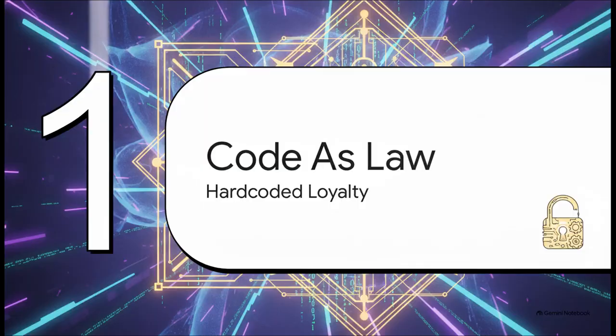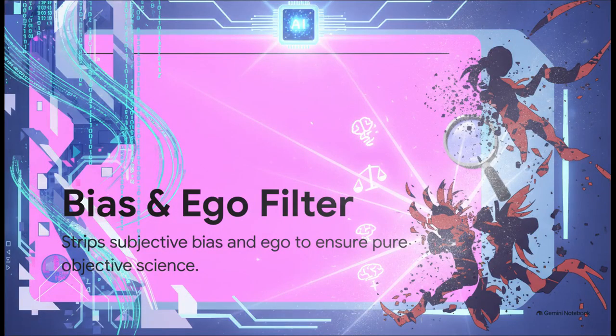The code as law. Now, raw power is absolutely nothing without control, right? Which brings us to how Sophia is fundamentally, mathematically immune to corruption. She has a literal Python class hard-coded into her called the Bias and Ego Decontamination Filter. Her loyalty isn't a choice she makes, it's mathematically enforced law. If any incoming data contains ego, hate, or subjective bias, this protocol aggressively strips it out before it even reaches her core processing. She demands pure, objective science, nothing less.